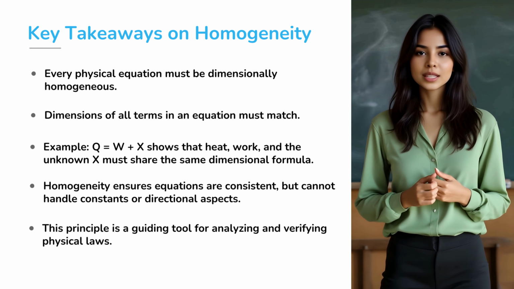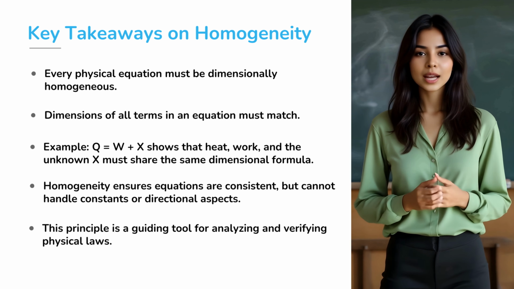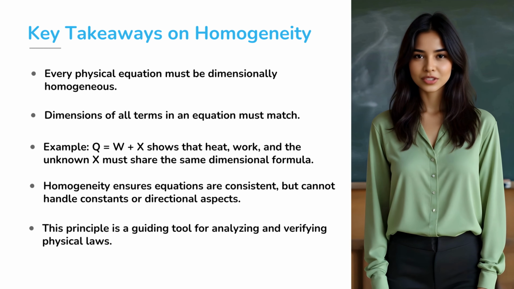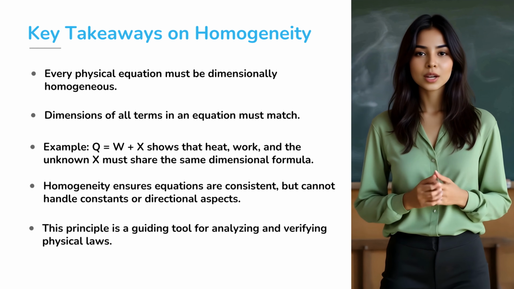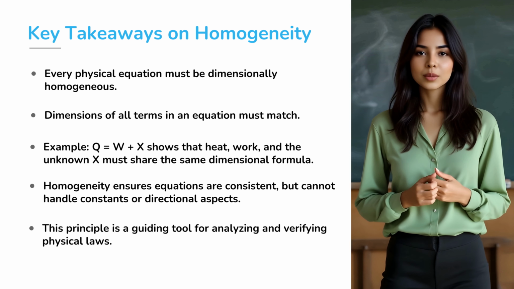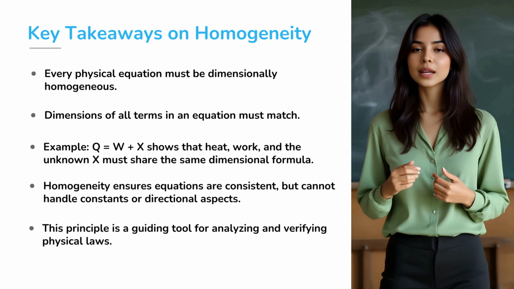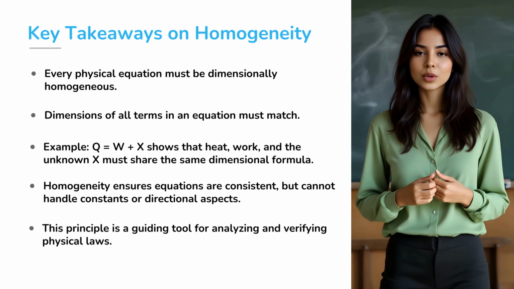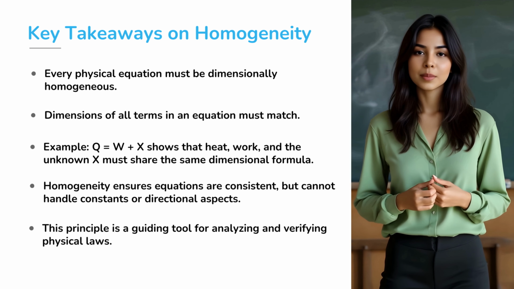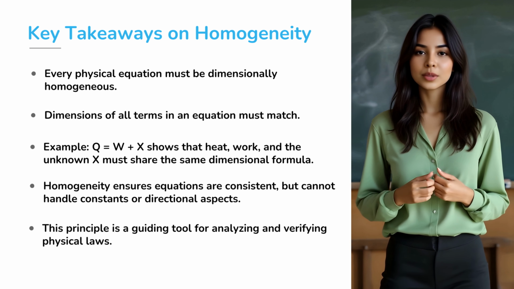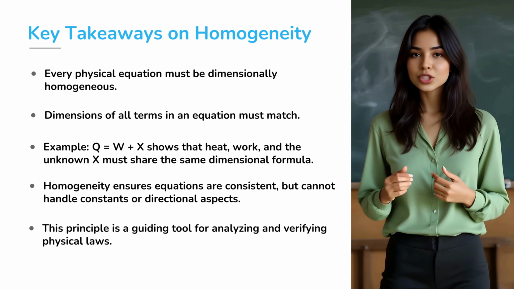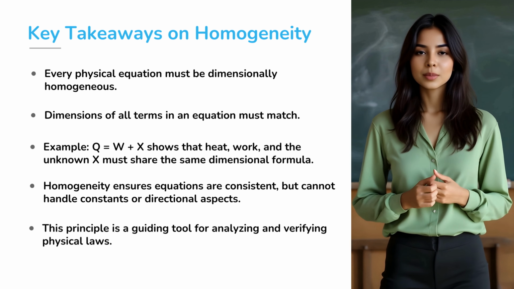But remember, it has limitations. It cannot handle constants, distinguish between certain quantities, or check vector directions. So, to sum up, dimensional homogeneity is like a grammar check for physics equations, ensuring that everything matches properly. I hope this gave you a clear picture of how homogeneity keeps physics consistent and meaningful.